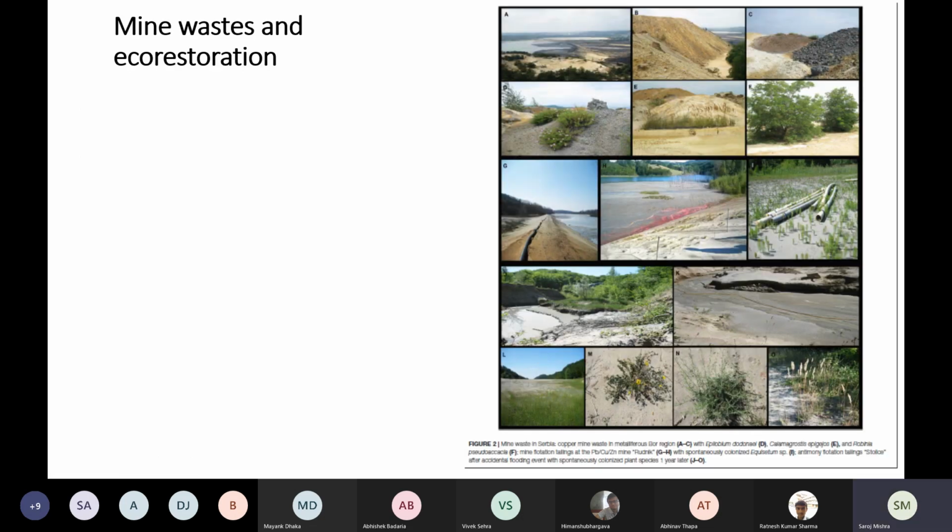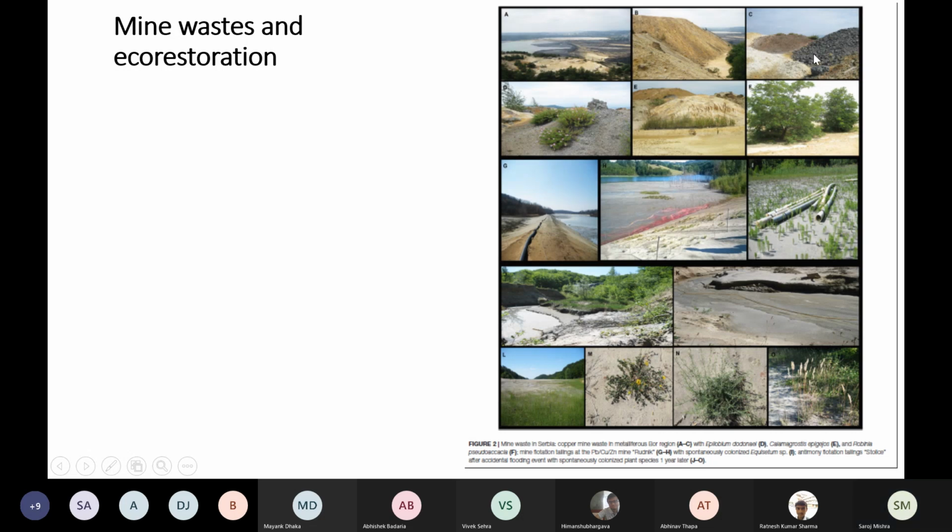So here is an example to show you how reforestation, or you can say plantation, can be used in order to carry out remediation. So in the first A to C, A, B, and C. Let me read out the legend. These are the mine waste sites in Serbia, copper mine waste in the metalliferous Bor region, etc. So in A to C, these are the mine wastes which you see. They are all collected in heaps, just collected on one side. Piles are built up along the water bodies. They are simply piled up here, and this is what it looks like.